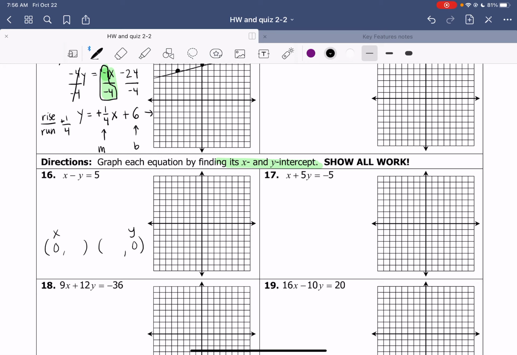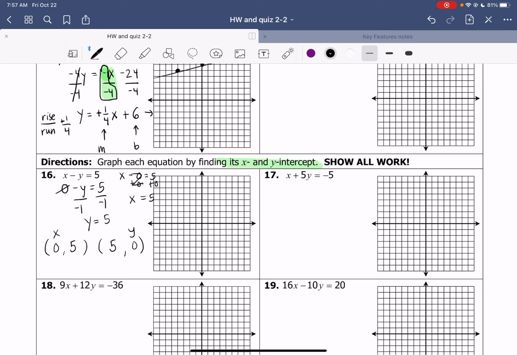So when I substitute a 0 for X and solve, I end up having to divide, so the 0 doesn't actually matter there. So I'm going to have to divide both sides by negative 1, and we get Y equals 5. So when X is 0, Y is 5. And then for the other one, we would have X minus 0 equals 5. And then if we were to add 0 to both sides, we know that that wouldn't do anything. So we'd just be left with X equals a positive 5. So when Y is 0, we have an X that's 5.